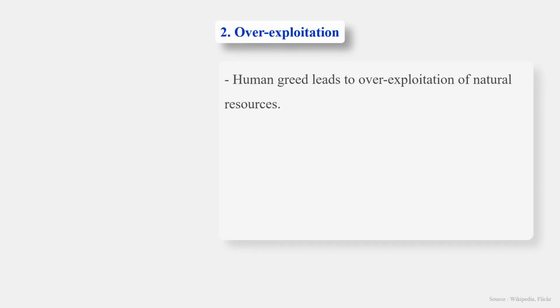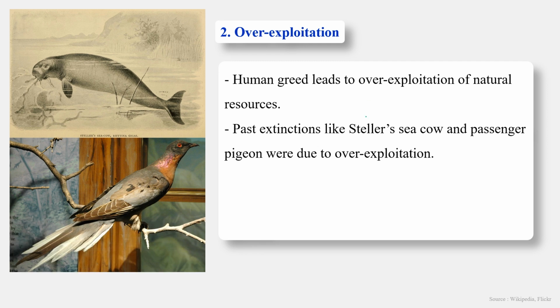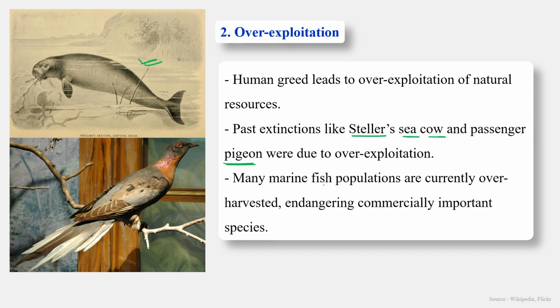Second is overexploitation. Human greed leads to overexploitation of some natural resources like the Steller's sea cow. This is the picture of the Steller's sea cow, and this is the picture of the passenger pigeon. These went extinct because of overexploitation. Similarly, many marine fish populations are currently overharvested, endangering commercially important species as well.